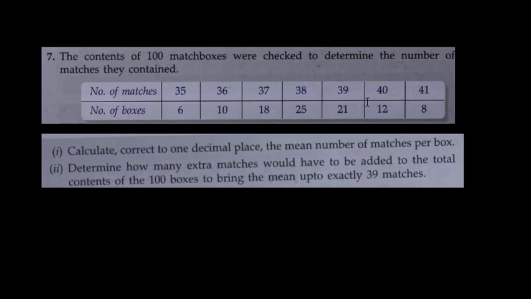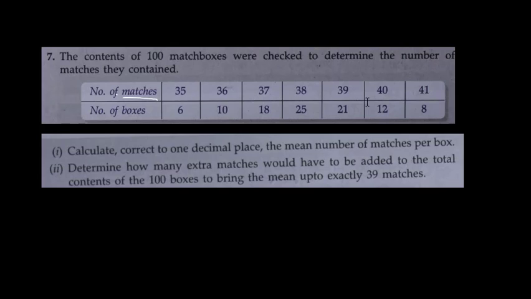So 6 boxes contain 35 matches, 10 boxes contain 36 matches, 18 boxes contain 37, and so on. Now we have to calculate, correct to one decimal place, the mean number of matches per box. Okay, what we have to find? We have to find the mean of these matches. So first understand whose mean you want to find. That is your x value.